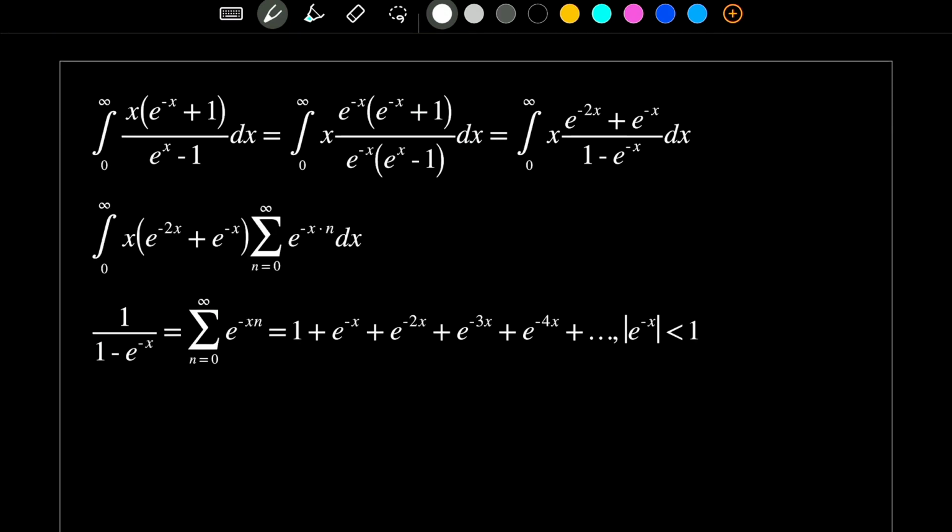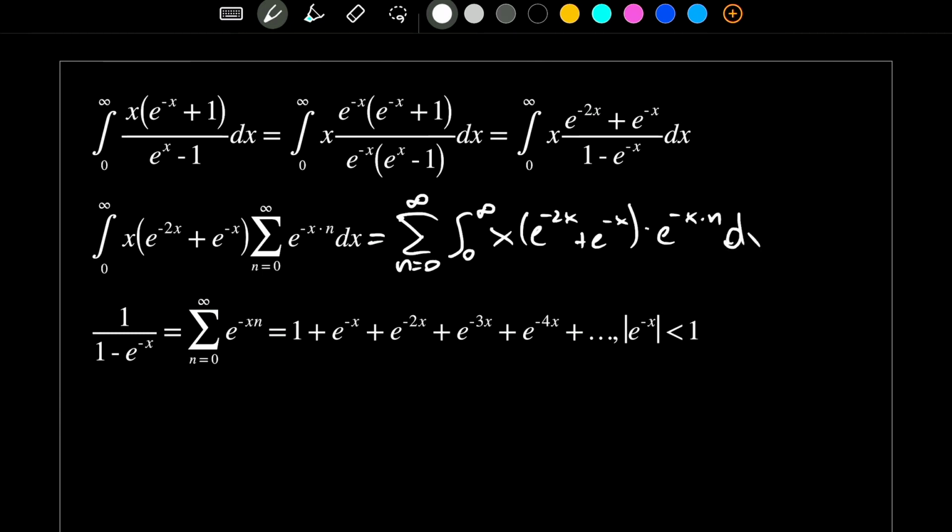So now we're going to apply a trick, which doesn't always work, but it does in this case. And we should actually verify that, but this video will be long enough without doing that, so trust me on this one. We're going to switch the integration sign with the summation sign. So we're going to get the sum from n equals 0 up to infinity of the integral from 0 up to infinity of x times e to the power of minus 2x plus e to the power of minus x times e to the power of minus x times n dx.